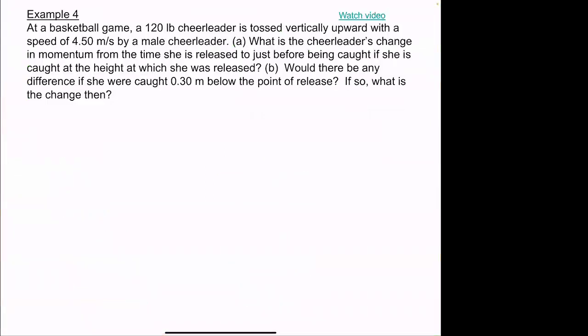All right, now this one's kind of challenging. It says, at a basketball game, a 120-pound cheerleader is tossed vertically upward with a speed of 4.5 meters per second by a male cheerleader. What is the cheerleader's change in momentum from the time she's released to just before being caught, if she is caught at the height at which she was released? What's happening is this cheerleader's getting thrown up in the air, coming back down to the exact same point.